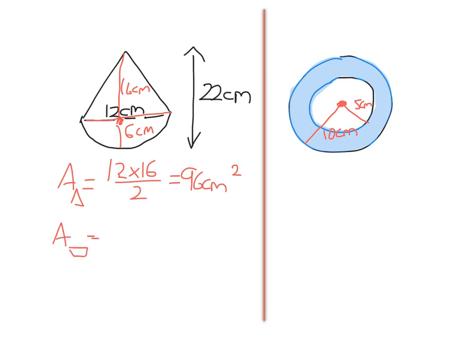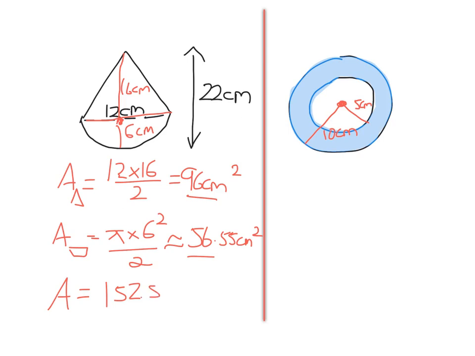Now we have to find the area of the semicircle. So we know how to do that. That's pretty simple. It is pi times radius squared divided by 2. And that gives us approximately 56.55. Again, it's centimeters squared. So the total area is just these 2 added together, because this is a semicircle plus a triangle. So if you add 96 to 56.55, you get about 152.55 centimeters squared. How easy is that?